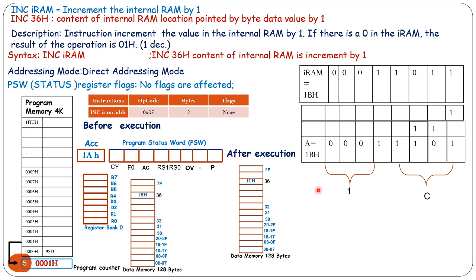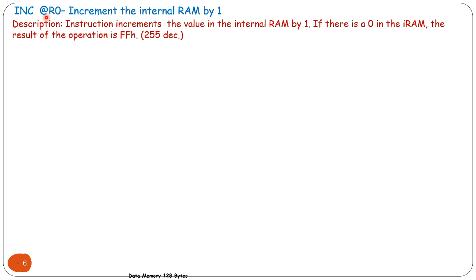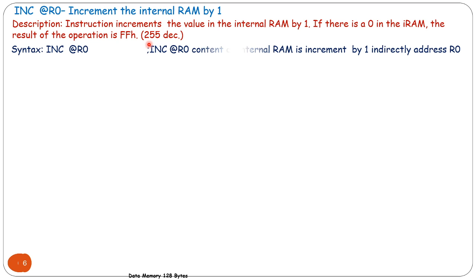Okay, so this is the increment IRAM instruction. Increment at the rate R0: increment the internal register RAM by 1, whose address is indirectly pointed by the R0 register. The instruction increments the value in internal random access memory by 1. If there is FF in the internal random access memory, then the result of the operation is 00, so this will be FF incremented by 1.